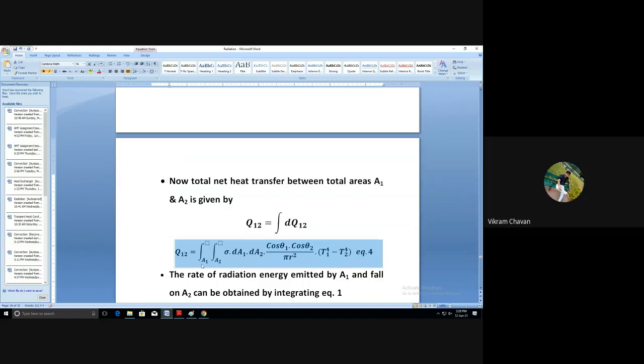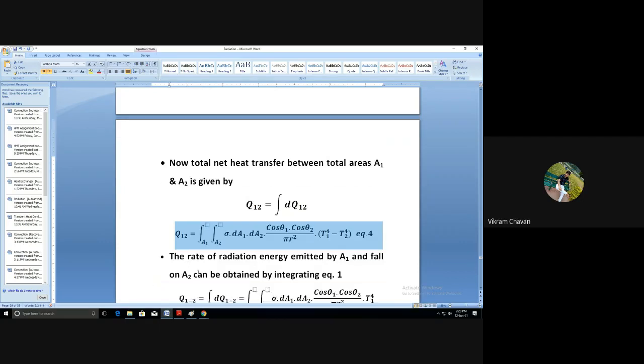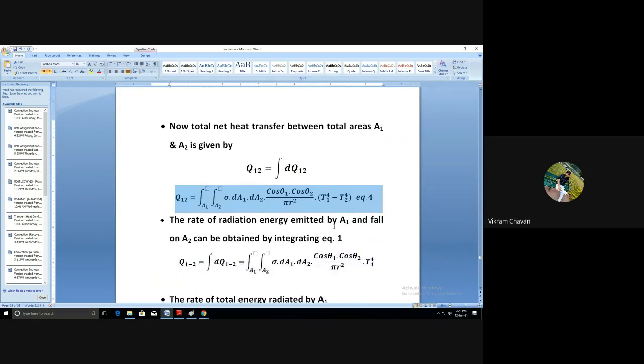Okay, now if you want to determine the actual amount of heat transmitted by the body or the surface area dA1 or surface area A1, how to determine that? In that case, we have derived one equation, that is nothing but the rate of radiation energy emitted by A1.